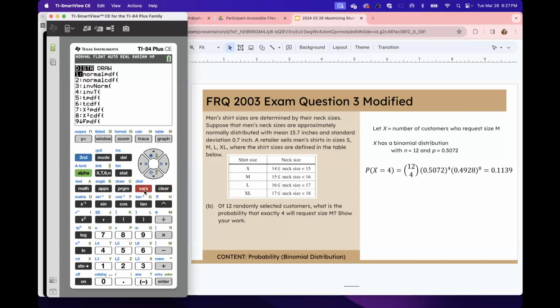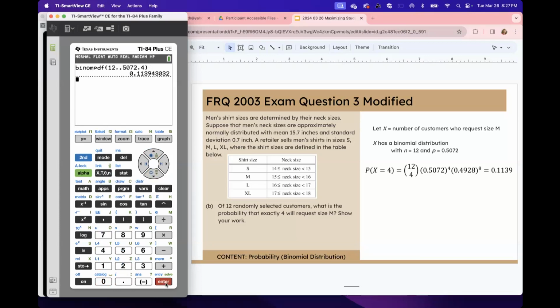It's in the distribution menu, second vars, and you can either scroll way down or go up, which is quicker, to binomPDF. Now, how do I know it's PDF? I want a particular value of the distribution, not a cumulative set of values. So choose binomPDF. Trials is 12, probability of success on each trial is 0.5072, and the X value is the number of successes we want, which is 4 for this problem. We'll paste that in, and presto, we'll have an answer.